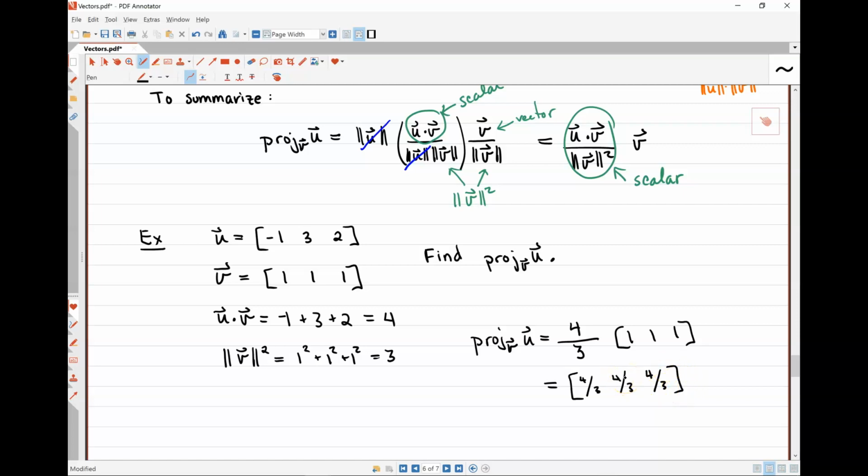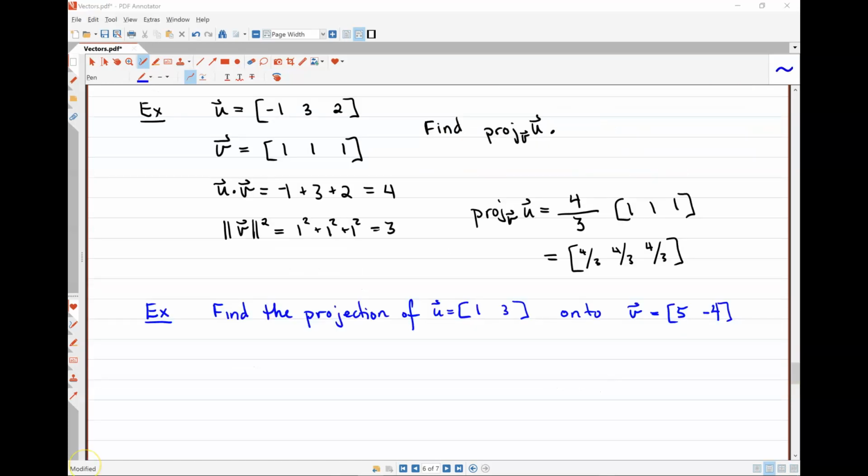All right, I don't think I'll try and draw a picture of this because it'll just end up being super messy. So here's a problem for you to try. Why don't you find this vector projection and draw a picture. All right, so pause the video and work it out.